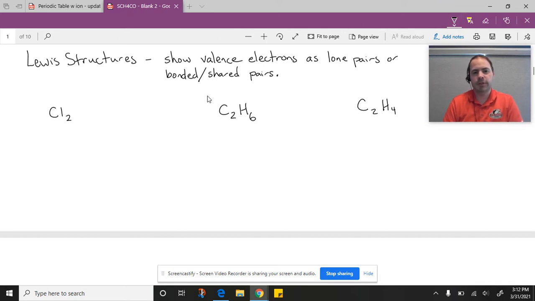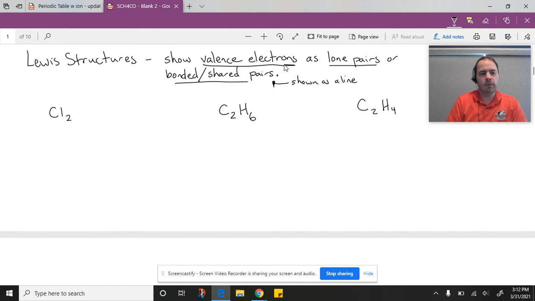So in your Lewis structure, you're going to see all the valence electrons. That's very important. So we're going to get all valence electrons shown. And you're either going to see them as what we call lone pairs, where they're just two dots together, or you're going to see them as bonded shared pairs. Bonded shared pairs are ones that are actually making up the bond. So these ones are usually going to be represented as a line in your Lewis structure.